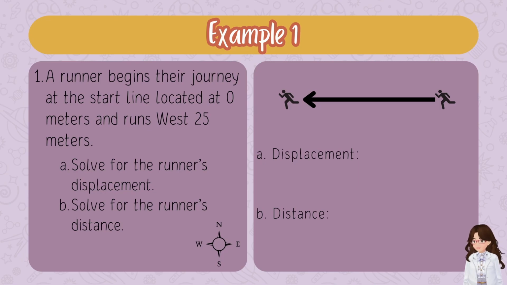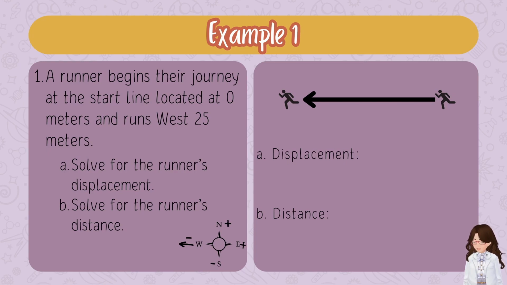In this case here, we have a runner who begins their journey at the start line located at 0 meters and runs west 25 meters. Solve for the runner's displacement and solve for the runner's distance. Now, there's a quick compass at the bottom of the screen in case you forget, but west is located to the left. Therefore, that is going to be a negative direction. North is up, so it's positive. East is right, so it's also positive. And south is down, so it is negative.